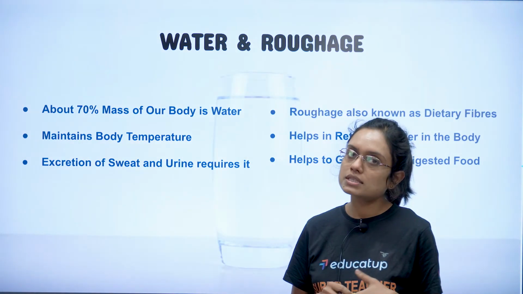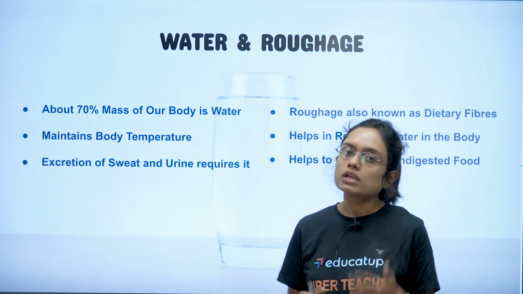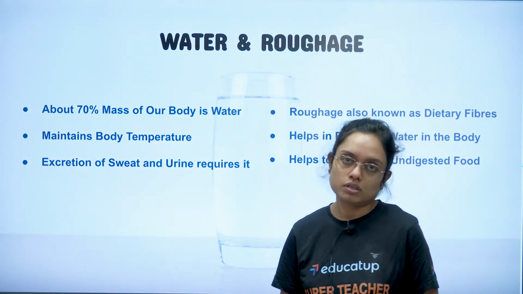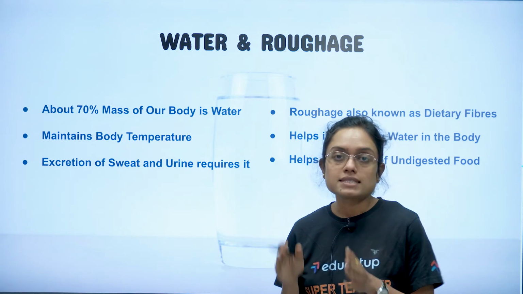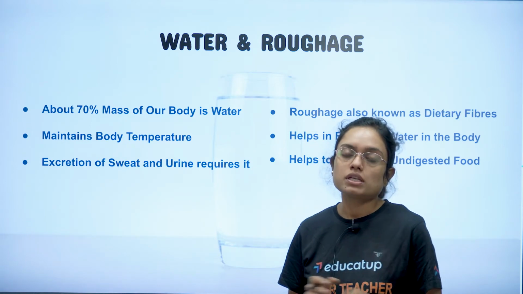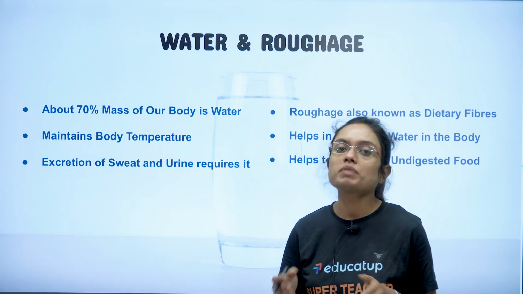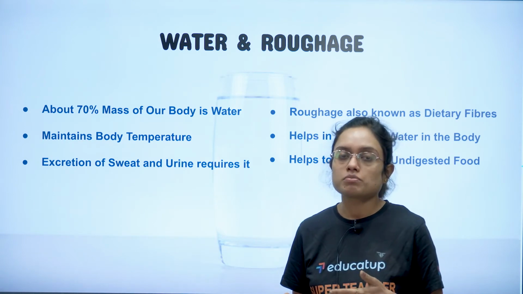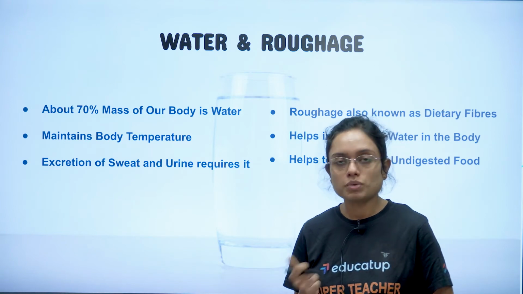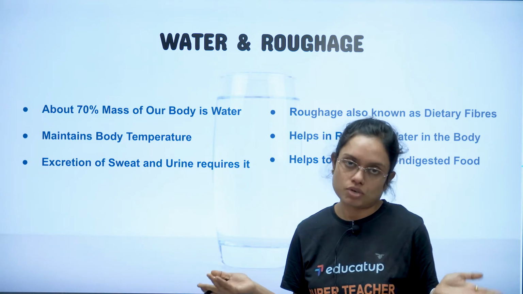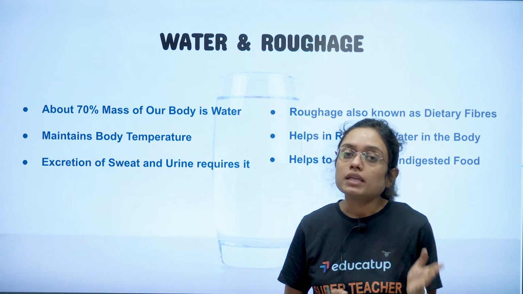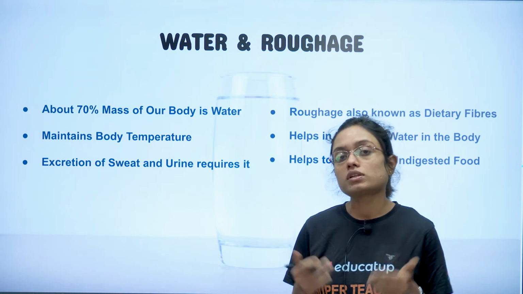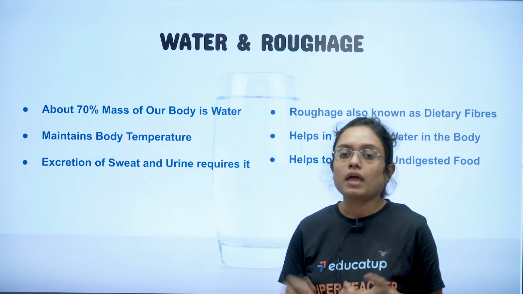Now, the last nutrients, that is water and roughage. Water is something very essential because 70% mass of our body is water. Whatever is your body weight, 70% of it in your body is water. So, if you are not consuming water in the right amount regularly, you will suffer from different problems, maybe dehydration, weakness and so on. It also maintains our body temperature. That means the temperature of our body is maintained by the water which is present inside our body.